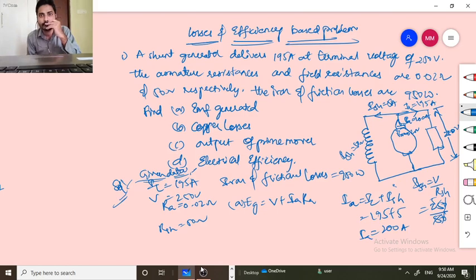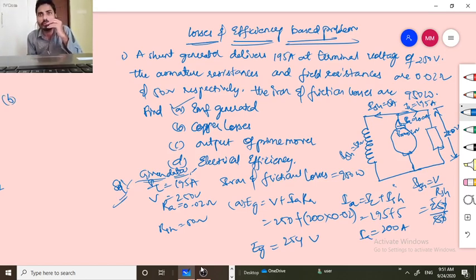Okay, so substitute here: EG is equal to V, which is 250, plus IA, which is 200, times RA, which is 0.02. So the value is 254 volts. This is the EG. So the first part is completed. Now we want to continue with the copper losses.